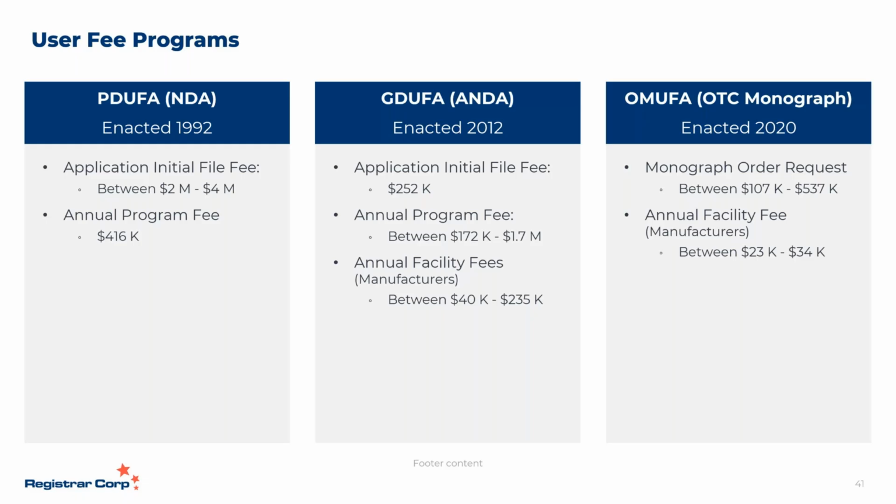Now, we have the over-the-counter monograph drug user fee program, where manufacturers are also incurring an annual fee that's between $23,000 to $34,000 for this past fiscal year. Each year, for all these user fee programs, these fees are adjusted based on the size of industry and inflation rates.